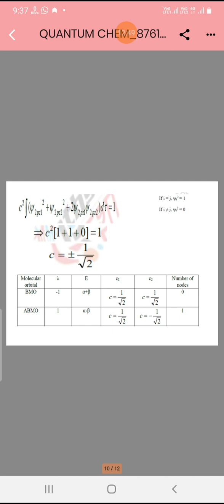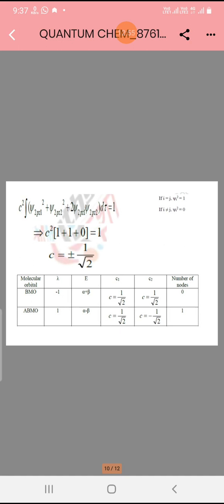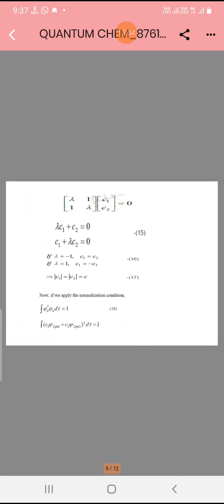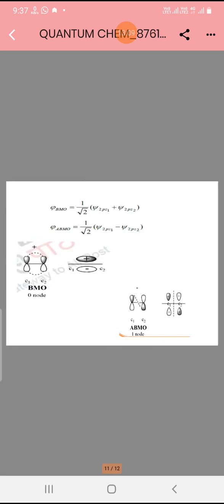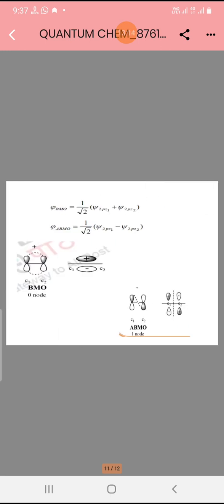The C value is equal to plus or minus 1 by root 2. The sum of the square of the coefficients is always unity. So the C1 and C2 values are put in this equation for the wave function of the bonding molecular orbital and anti-bonding molecular orbital. The wave function of the bonding molecular orbital: psi bonding is equal to C1 value 1 by root 2 psi 2pz on the first carbon atom plus C2 value 1 by root 2 into psi 2pz on the second carbon atom.